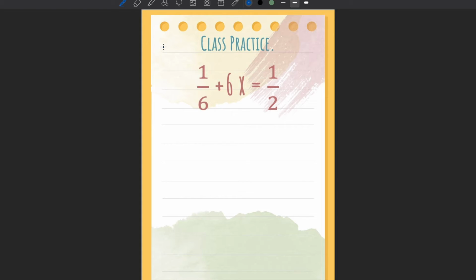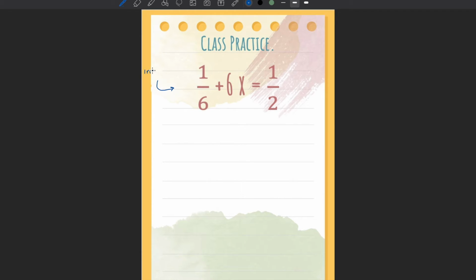Moving on to our next problem. This is a two-step problem. And remember, when working with two-step problems, we have to get rid of the number that does not contain the variable first. So looking at this problem, can you tell me which number does not contain the variable? What number does not contain the variable? Good. So if you said that the 1/6 does not contain the variable, you are correct.